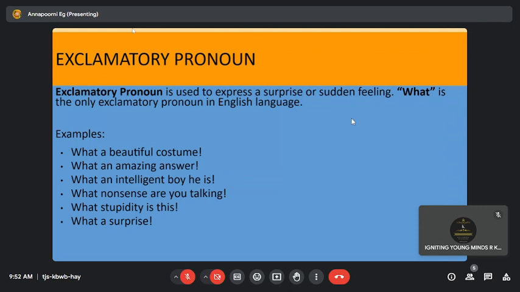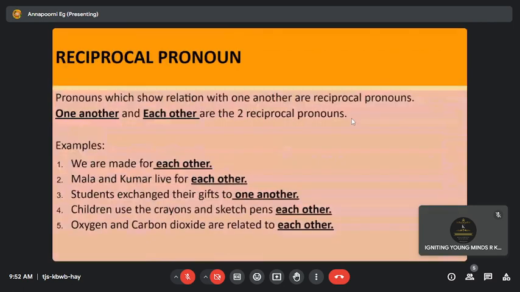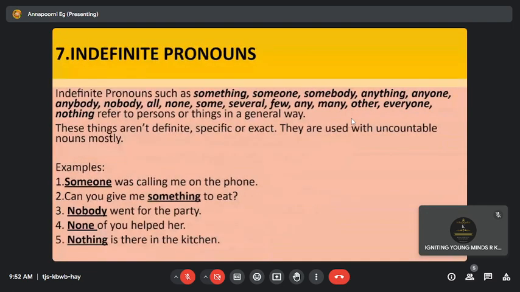Okay, have you completed? Yes, teachers? Okay. So we have completed the pronouns with this. The last part is indefinite pronouns. That is the seventh one. You can just write the definition and understand the basic things. We will discuss more examples of this in the next class.